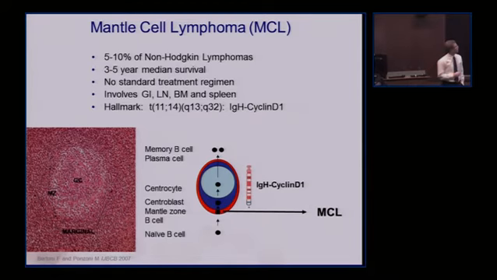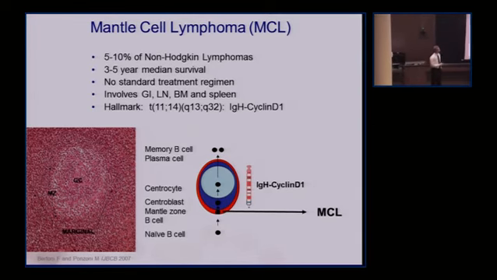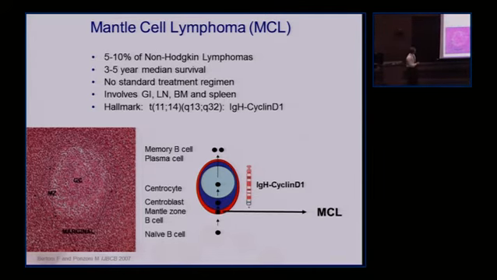So mantle cell lymphoma comprises about 5 to 10% of non-Hodgkin B-cell lymphomas. And unlike the other small, mature B-cell lymphomas, it is fairly aggressive, with a 5-year median survival. There's no current standard chemotherapeutic regimen. Clinically, it involves the GI tract in the form of lymphomatoid polyposis, lymph nodes, bone marrow, and spleen. And molecularly, the hallmark is a translocation between chromosomes 11 and 14.